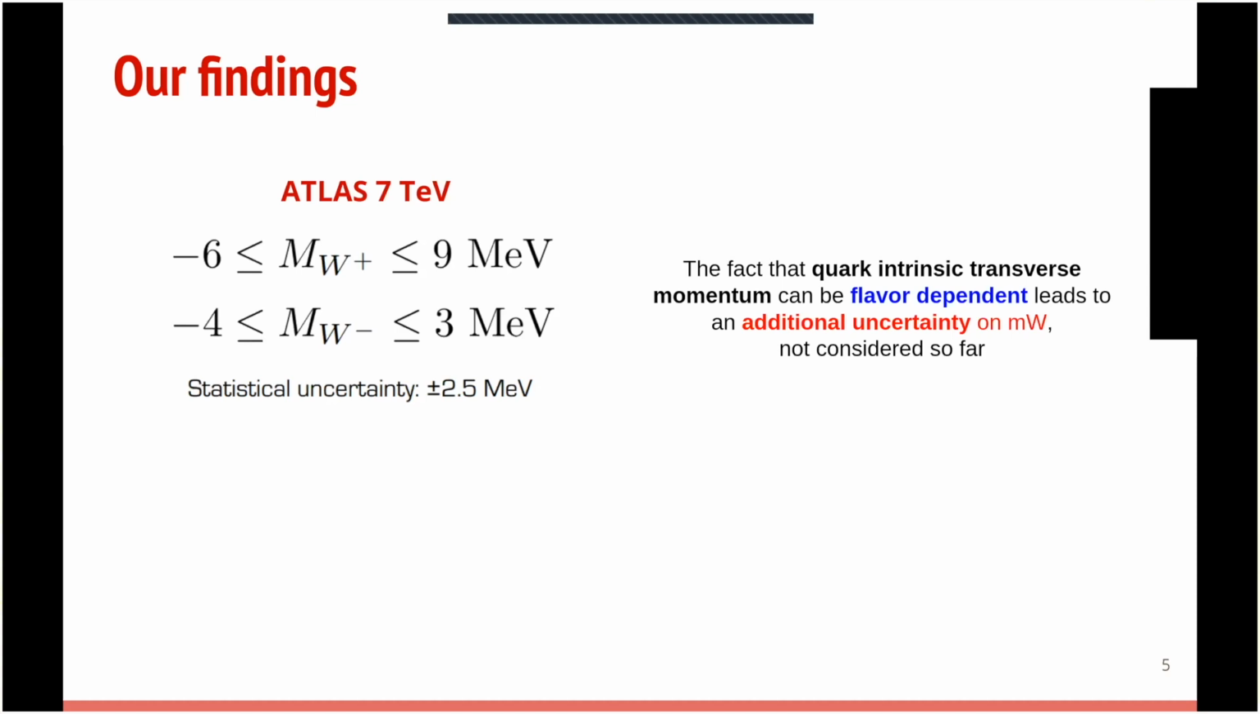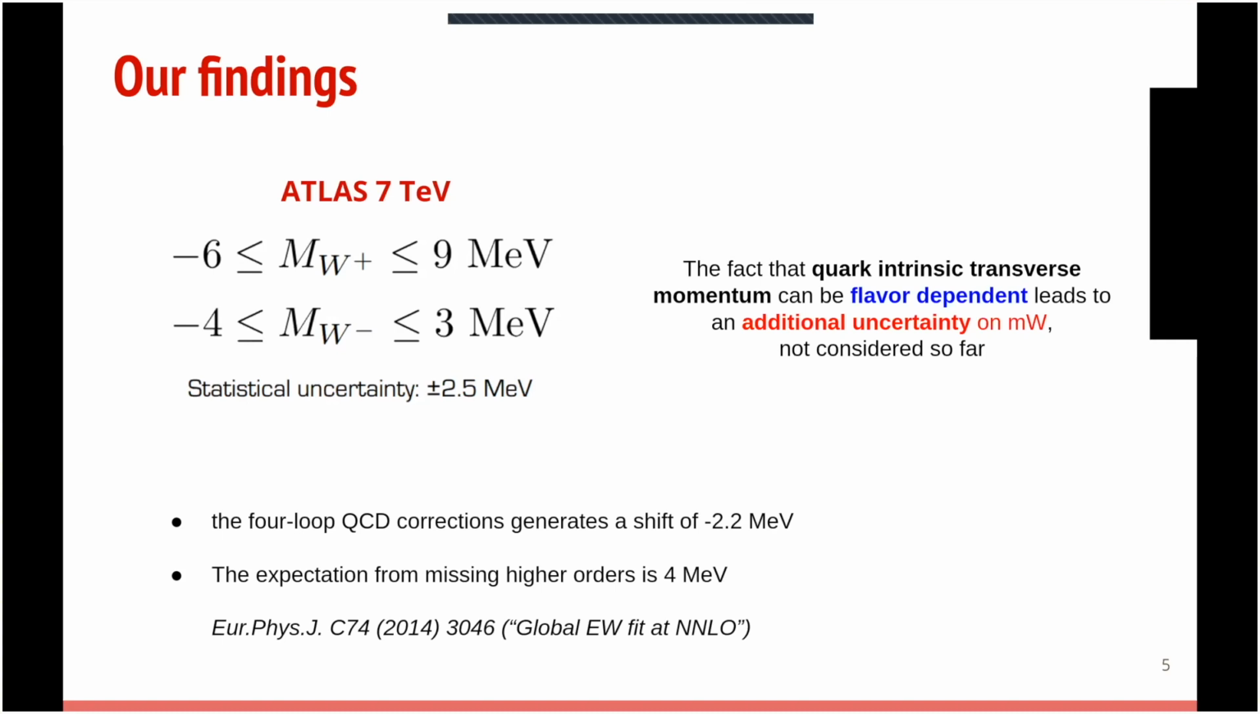And this uncertainty can range between minus 6 and 9 MeV for the W plus and minus 4 to 3 MeV for the W minus. These numbers have a statistical uncertainty of, say, plus or minus 2.5 MeV, determined from our analysis. So these numbers are significant, especially in light of the recent analysis by the CDF II collaboration. But also if you compare them to other sources of uncertainty, for example the four-loop QCD corrections, they generate a shift in the W boson mass of around 2 MeV, or the expectation from missing higher orders is around 4 MeV. So these uncertainties here are definitely comparable to or higher than effects that are currently considered in the analysis.